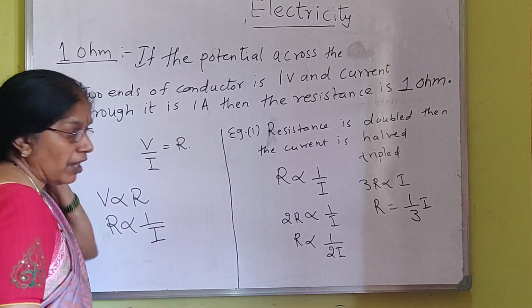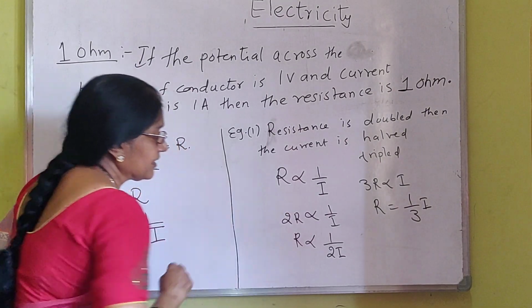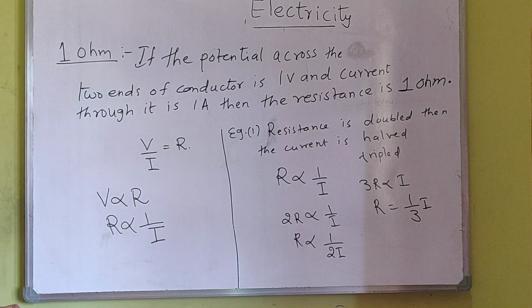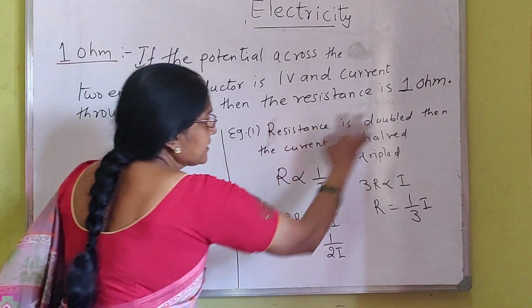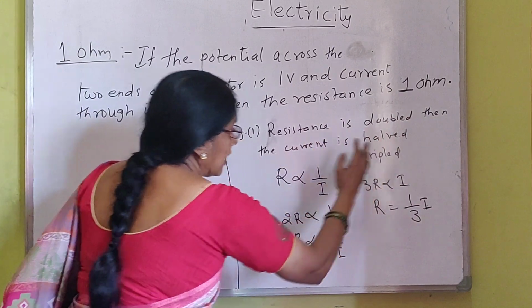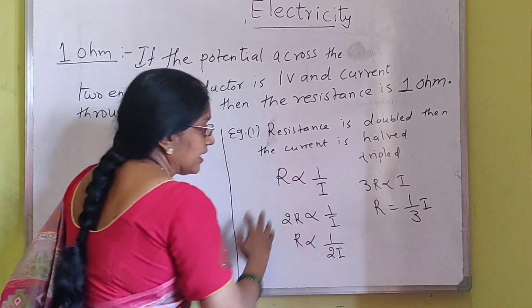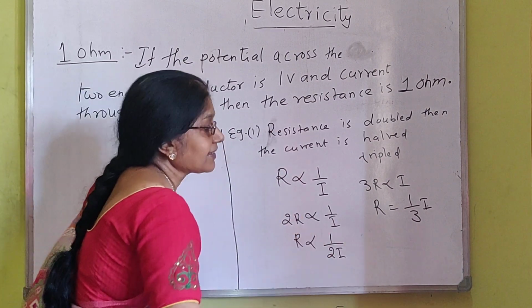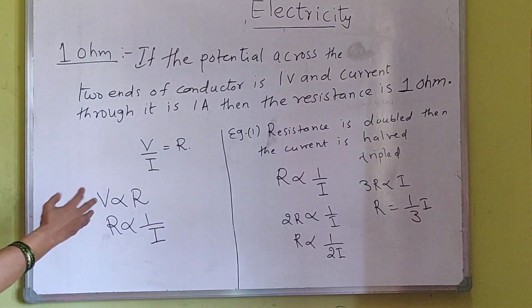Okay. What about the current and resistance? It is the same way. Current is inversely proportional to the resistance. So we can say, if resistance is doubled, then the current is half. If resistance is tripled, then the current becomes 1/3. That is what we can show here.